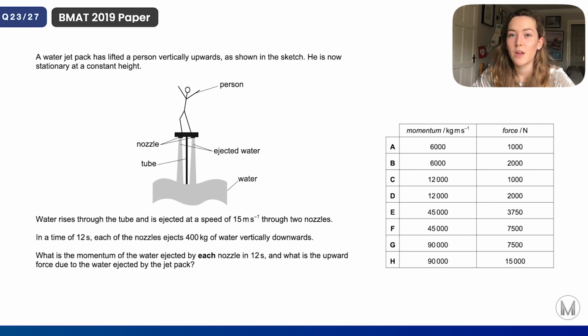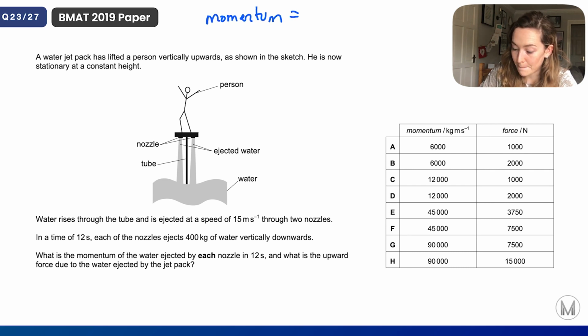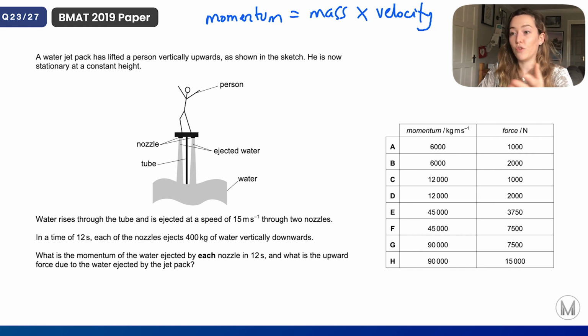Question 23. So a really useful formula for this to start off with is remembering that momentum is equal to mass times velocity. And then we can calculate a number and bring it into another equation. As the question is asking us for the force due to water ejected by the entire jetpack, not just one nozzle, remember, we've got 2 nozzles. We must calculate a new momentum value for this. So it's generated by both nozzles.